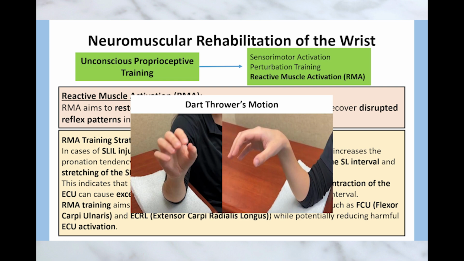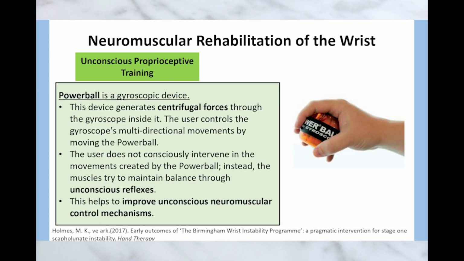And the sources even mention something called the dart thrower's motion, which is a specific movement that's good for SLIL injuries because it promotes stability. And then there's the power ball, which is that gyroscopic thing you spin in your hand. That helps stimulate those reflexive muscle activations. So you're working those muscles without even thinking about it. Right, exactly. It's all about those reflexes.